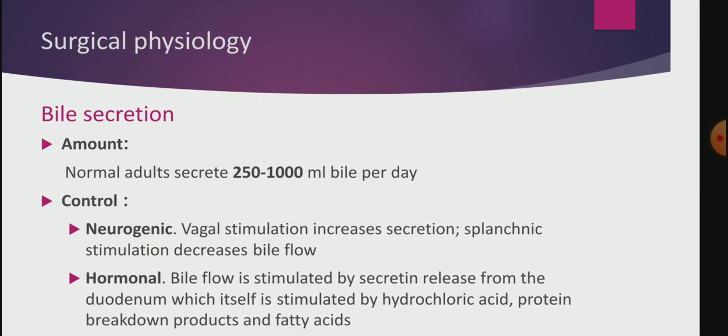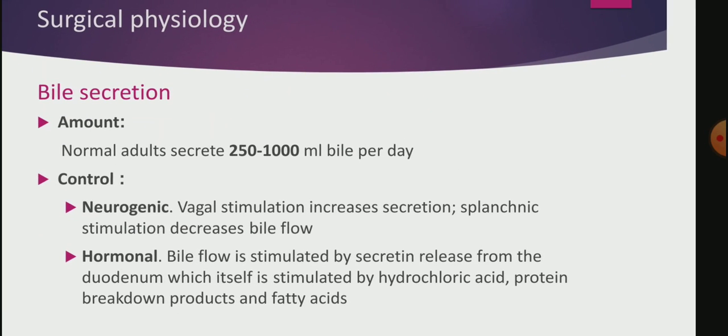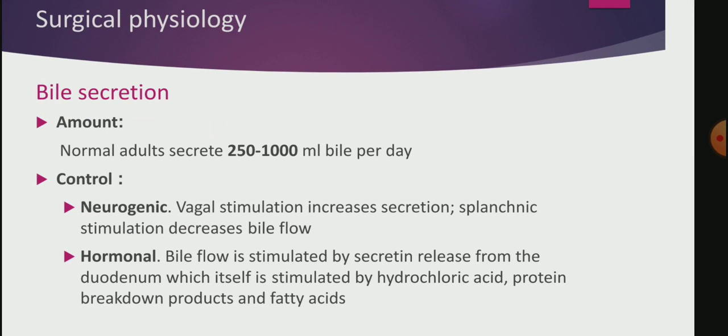Bile secretion: the amount daily is from 250 to 1000 ml per 24 hours. Control: neurogenic and hormonal control. Neurogenic: vagal stimulation increases secretion, and splanchnic stimulation decreases the bile flow, whereas hormonal bile flow is stimulated by the secretin released from the duodenum, which itself is stimulated by hydrochloric acid, protein breakdown products, and fatty acids.